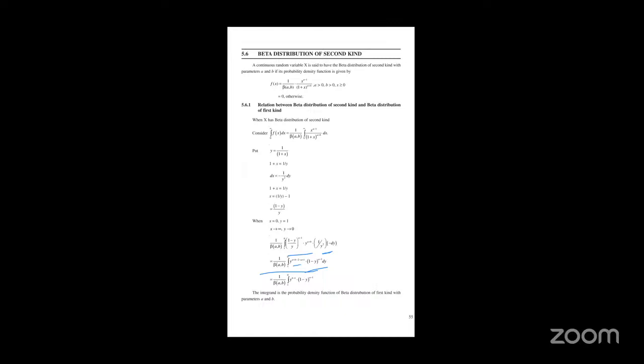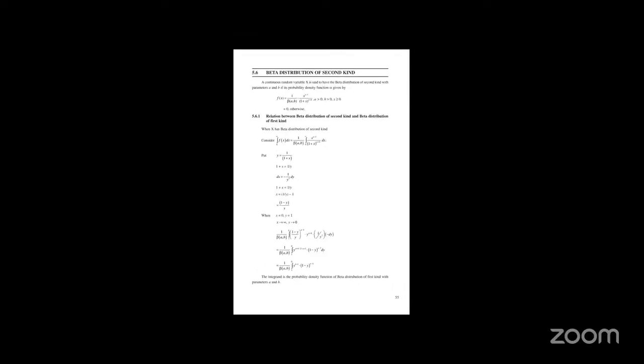So again, we'll simplify this. A can be cancelled. Minus 2 minus 1, b minus 1 and 1 minus y into a minus 1. So the integrand is the probability density function of the beta distribution of the first kind with parameters a and b. So this is the relationship actually.